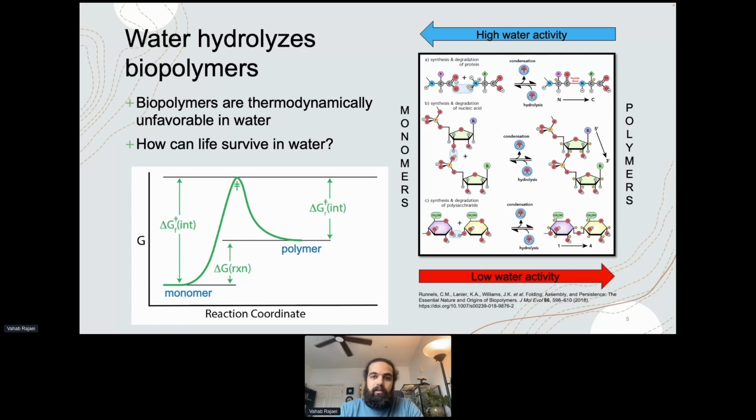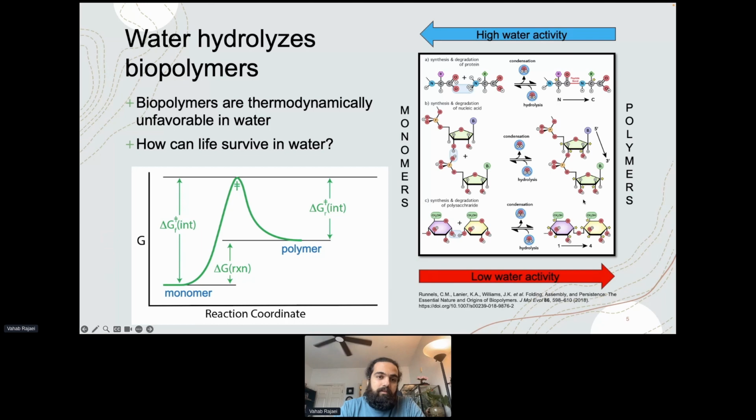At some point in Earth's history, there would have had to be a transition from the building blocks and the organic inventory present to polymers, and then those polymers, whether it was RNA, protein, something like that, would have then transitioned to life. But at some point, we would have had to form polymers. Now, the problem is that water hydrolyzes biopolymers, and that's because they're thermodynamically unfavorable. If you look at this free energy coordinate here, you can see that the monomeric forms are more stable than the polymeric form in water, which means that if we form the polymer, it has a tendency to be hydrolyzed by water and broken down.